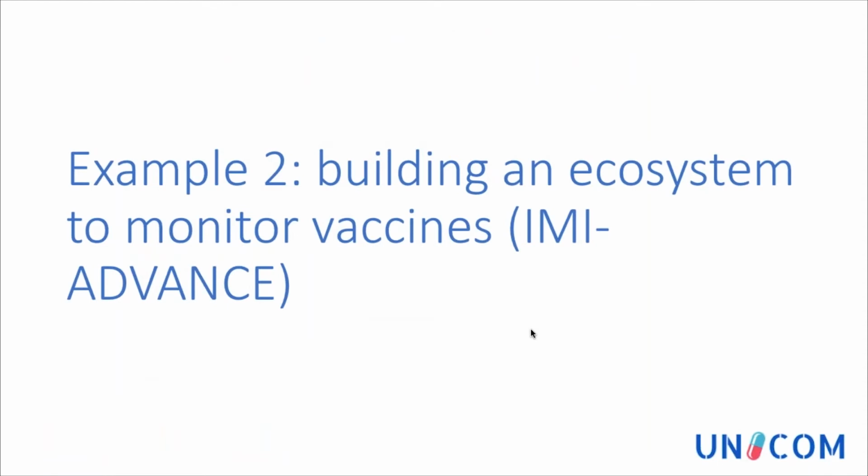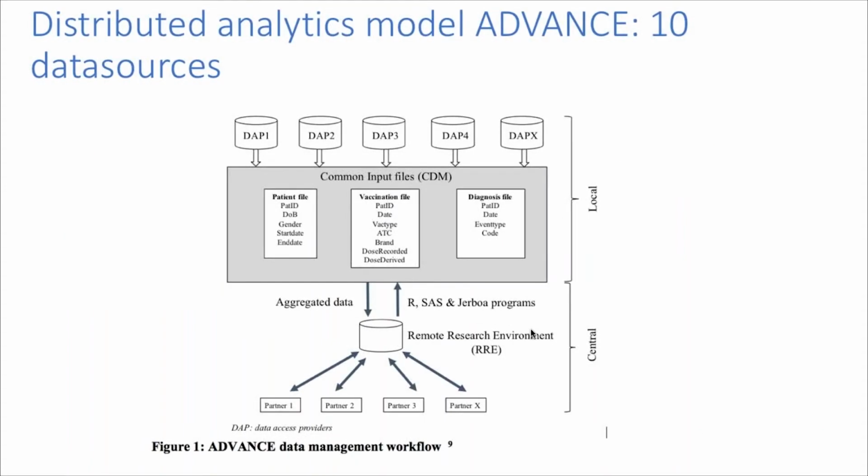Example 2 is about the IMI Advanced project, which aimed to build an ecosystem to monitor vaccines following the H1N1 pandemic. The lesson learned is that it's really needed to collaborate in Europe to monitor vaccines. And of course, why do I take this example? Because it's very topical. This will also happen for COVID-19 monitoring, that we need to have an ecosystem. So many of the lessons learned from IMI are now going into the building of the ecosystem to monitor COVID-19.